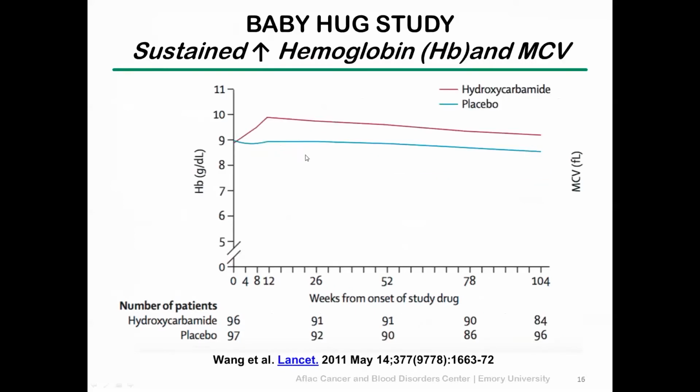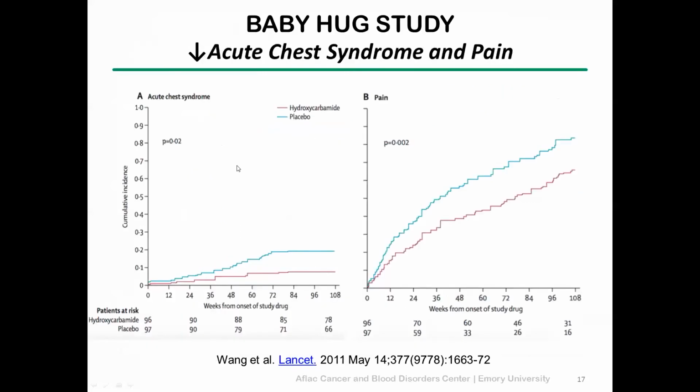The same thing happens with the blood count. So here, this shows the average hemoglobin. At the start, the average hemoglobin was about 9, and you can see that it went right up to an average of 10. And compared to not being on hydroxyurea, it remains higher throughout the 2 years of this study.